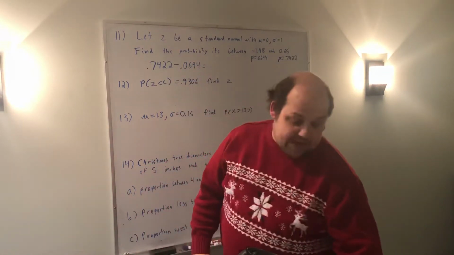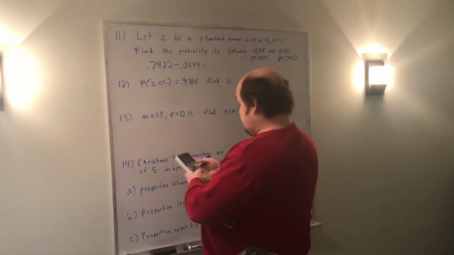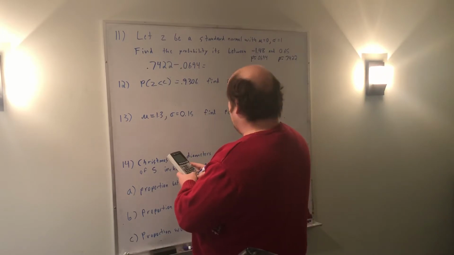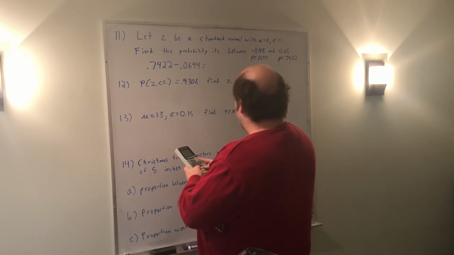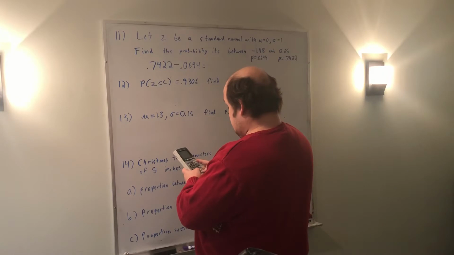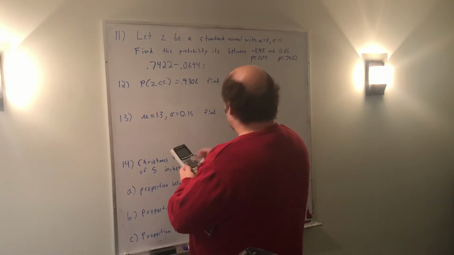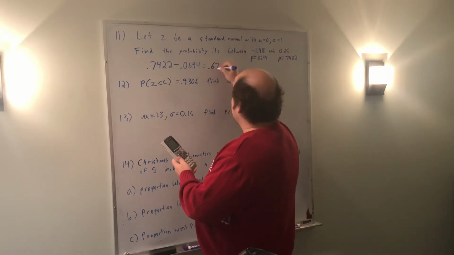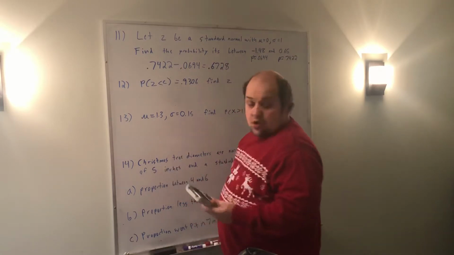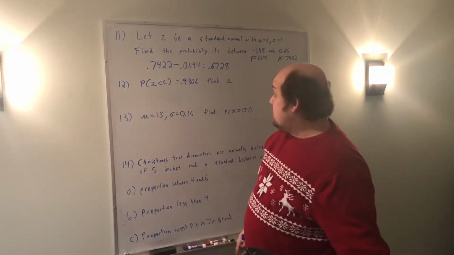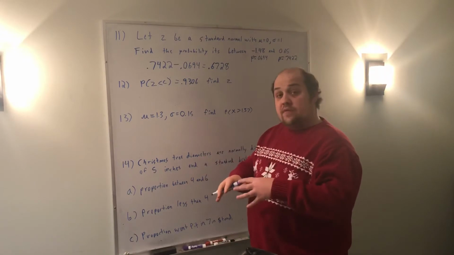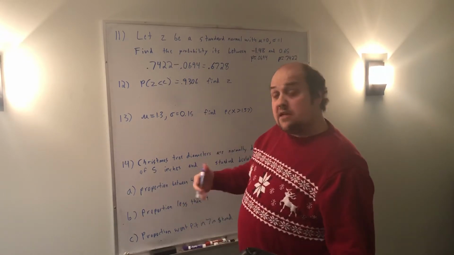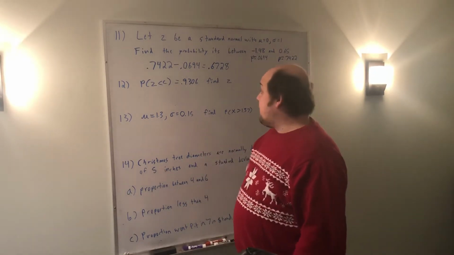If I put that into my calculator, 0.7422 minus 0.0694 gives me an answer of 0.6728. Question 12 is a little different. This is one where it tells me what's in the middle of the table as a probability and asks me to find the z associated with that probability.